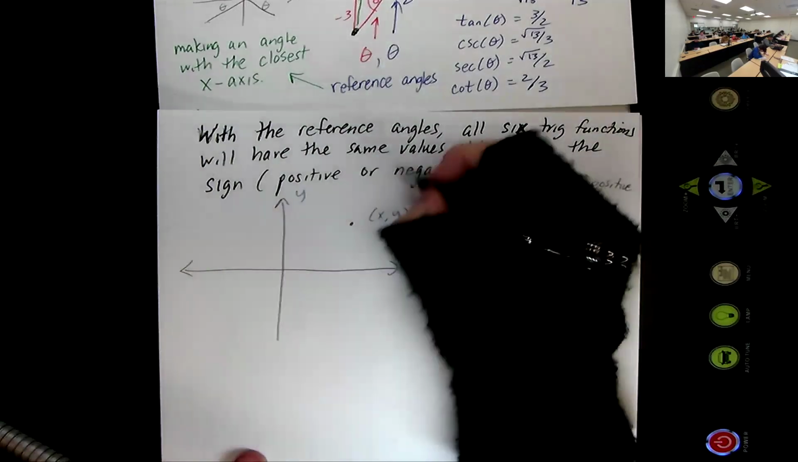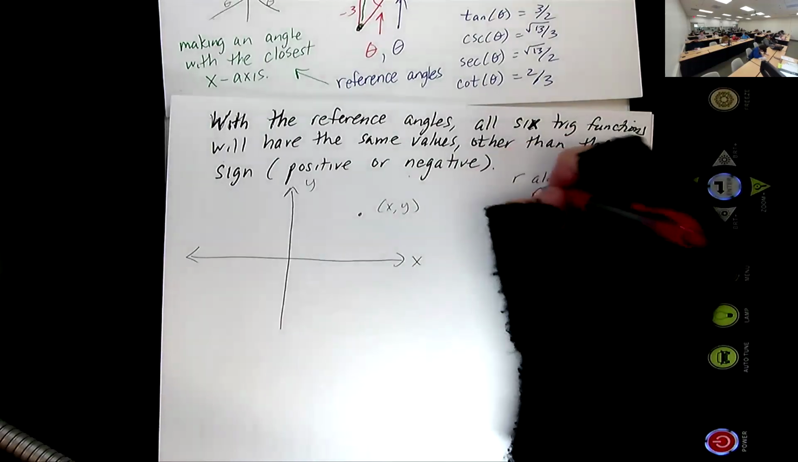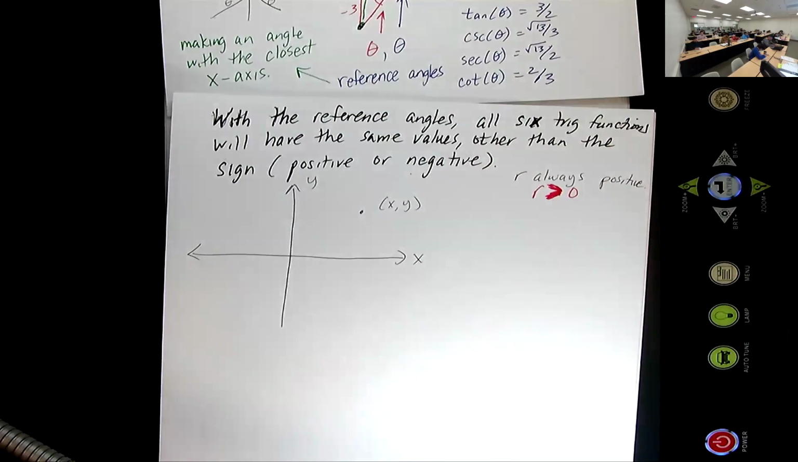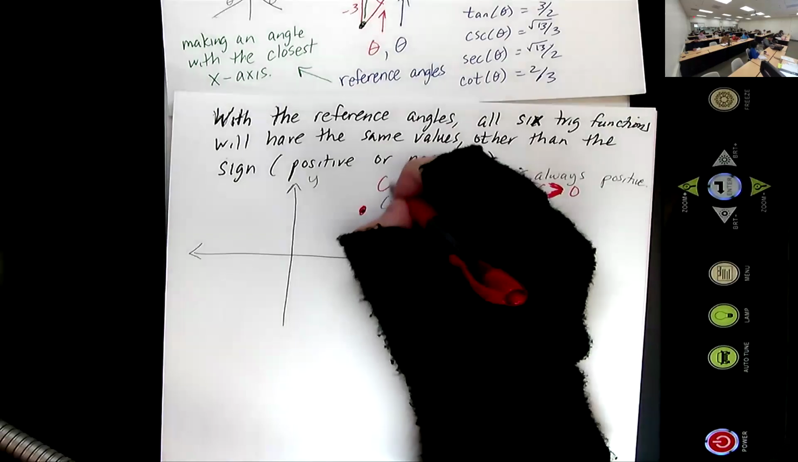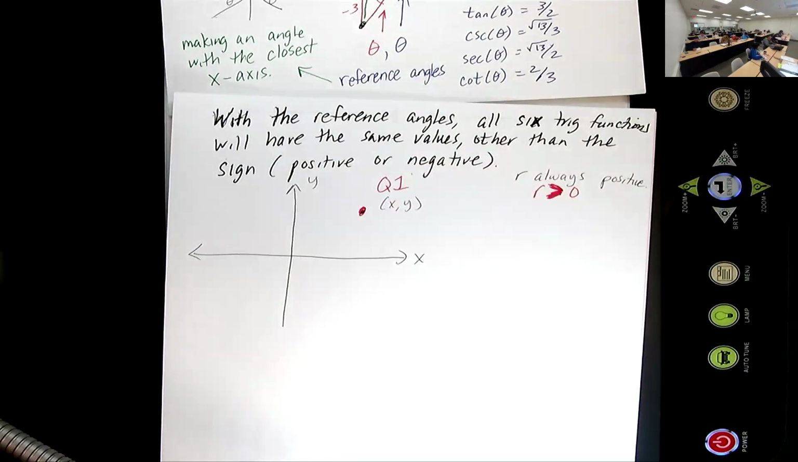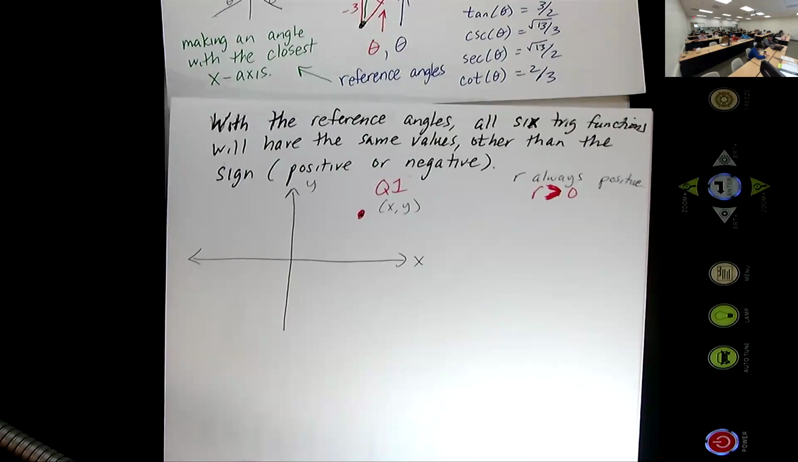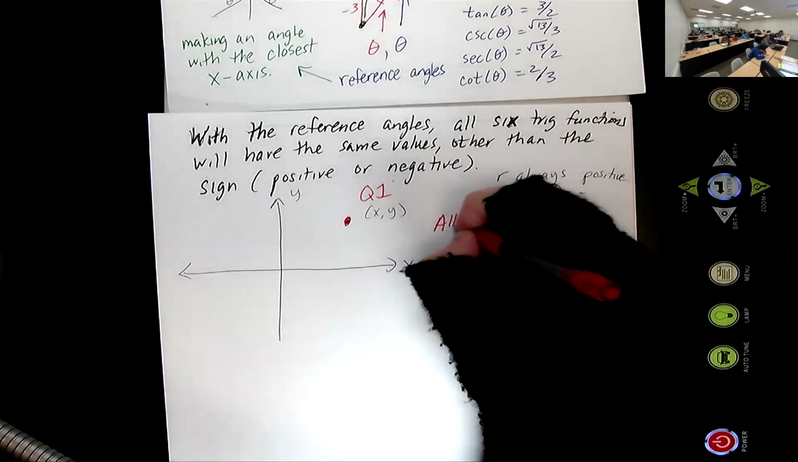In quadrant one, this upper right quadrant here. One way of saying R is always positive is R is greater than 0. If R equals 0, we don't have a triangle anymore. So up here in quadrant one, X and Y are positive also, so all of our 6 trig functions had X, Y, and R, and if all of them are positive, all 6 trig functions are positive here.